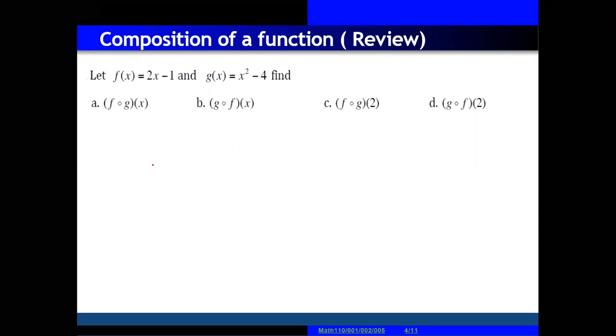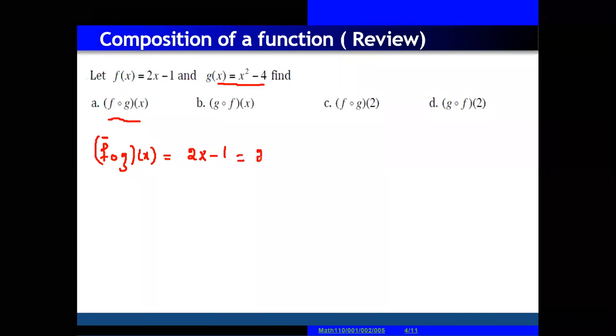First one, we have f composition with g. So when we have f composition with g, write down f of g of x. Write down the first function, f, which is 2x minus 1, and then replace x with the g function, and you know that g is equal to x square minus 4.